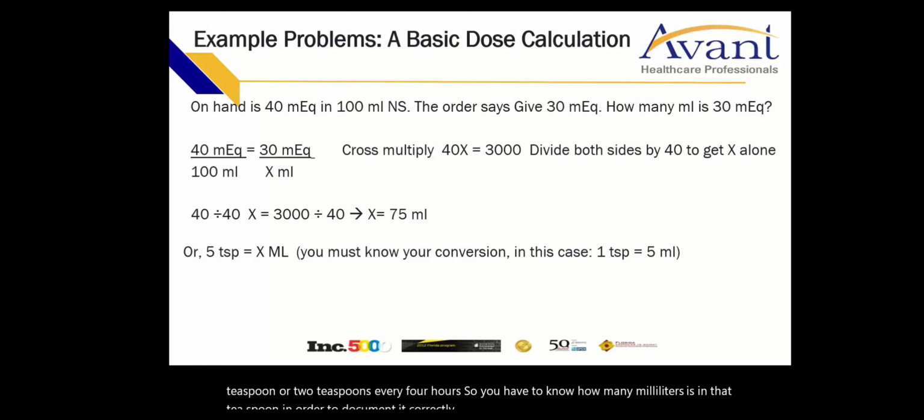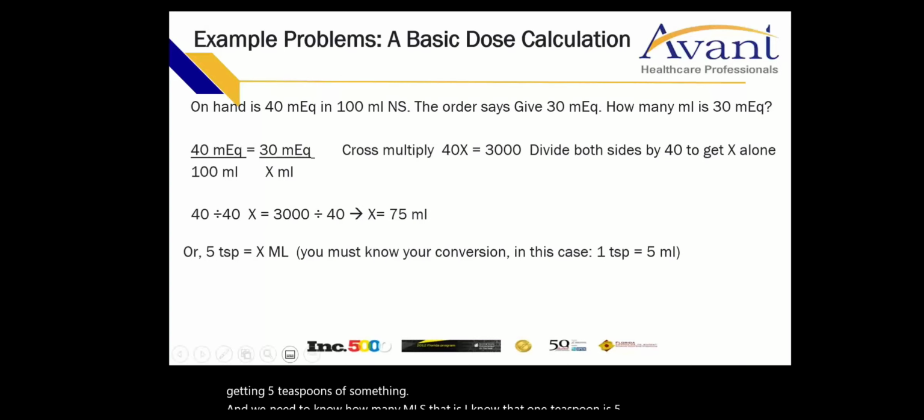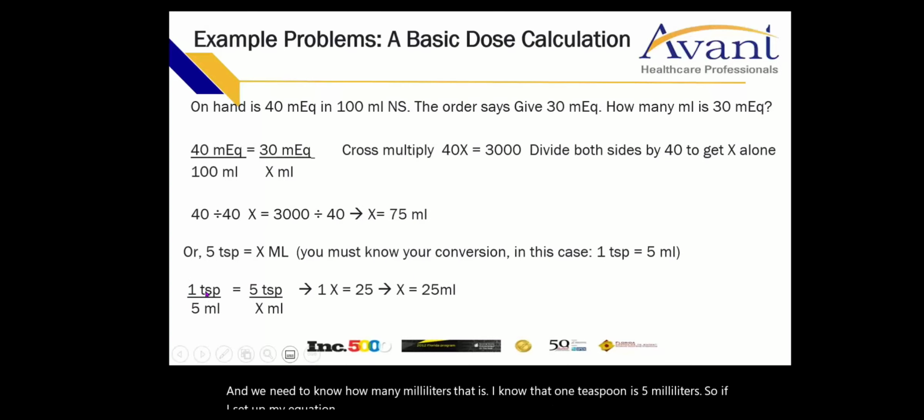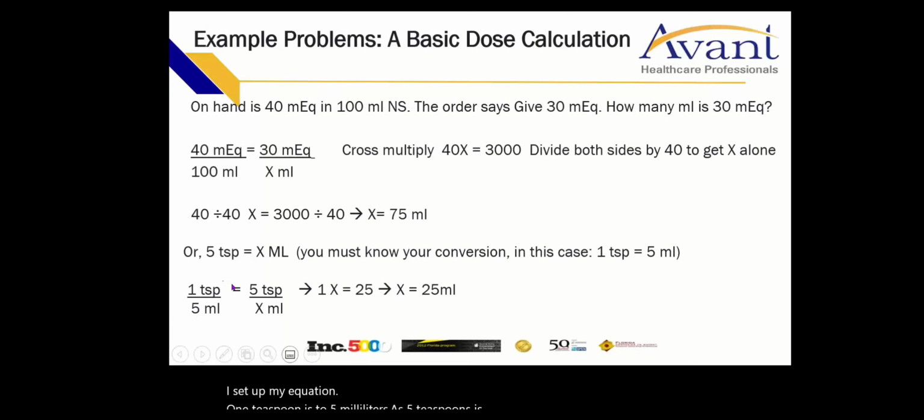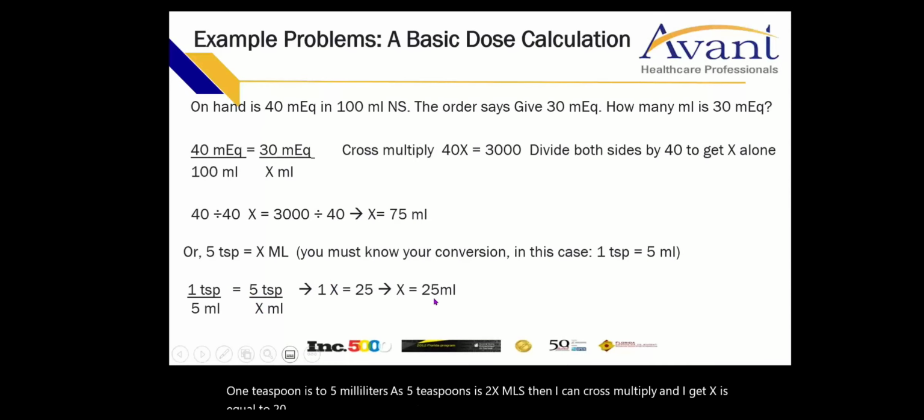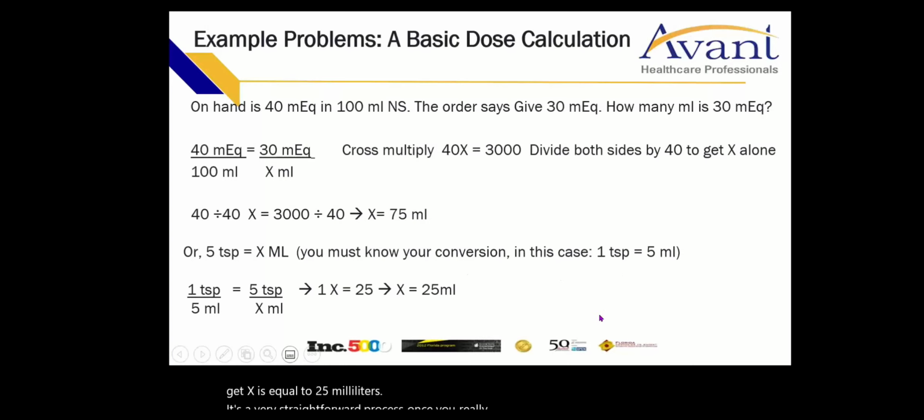So we're using an example here of the patient's been getting 5 teaspoons of something. And we need to know how many milliliters that is. Well, I know that 1 teaspoon is 5 milliliters. So if I set up my equation, 1 teaspoon is to 5 milliliters as 5 teaspoons is to x milliliters. Then I can cross multiply and I get x is equal to 25 milliliters. It's a very straightforward process once you really understand what you're setting equal to what.